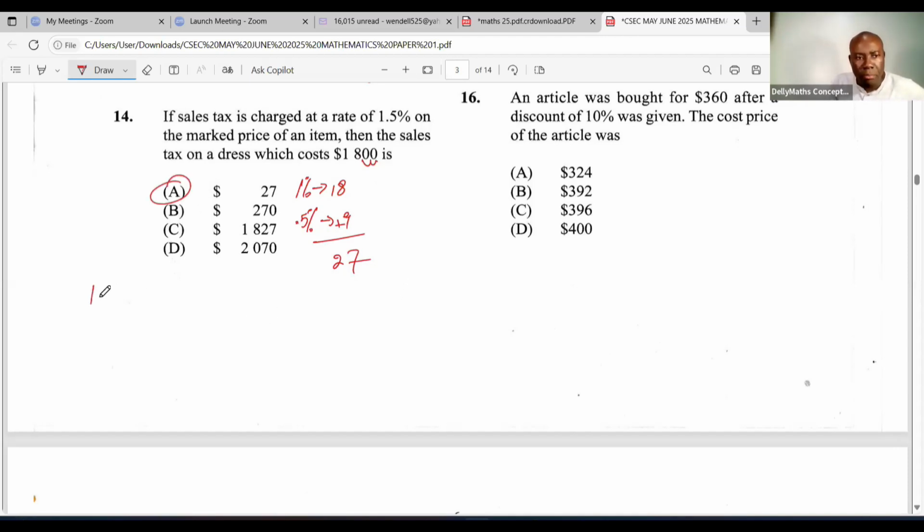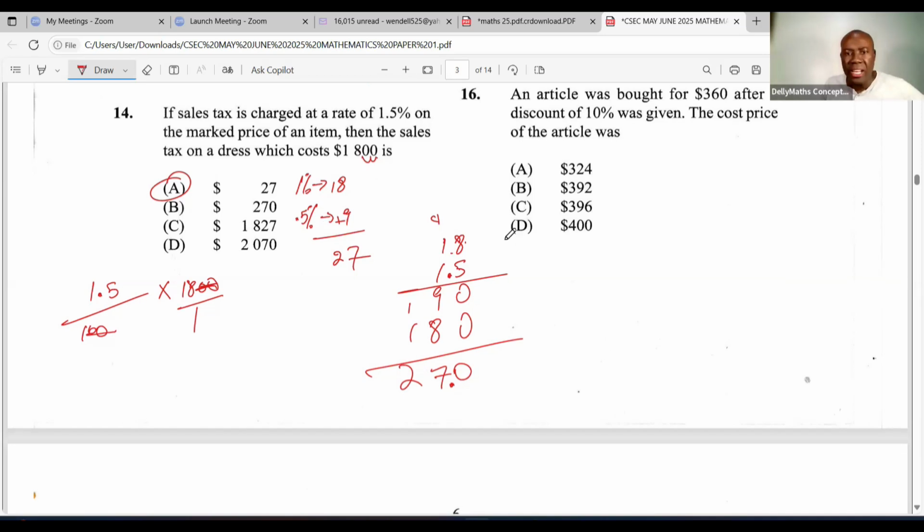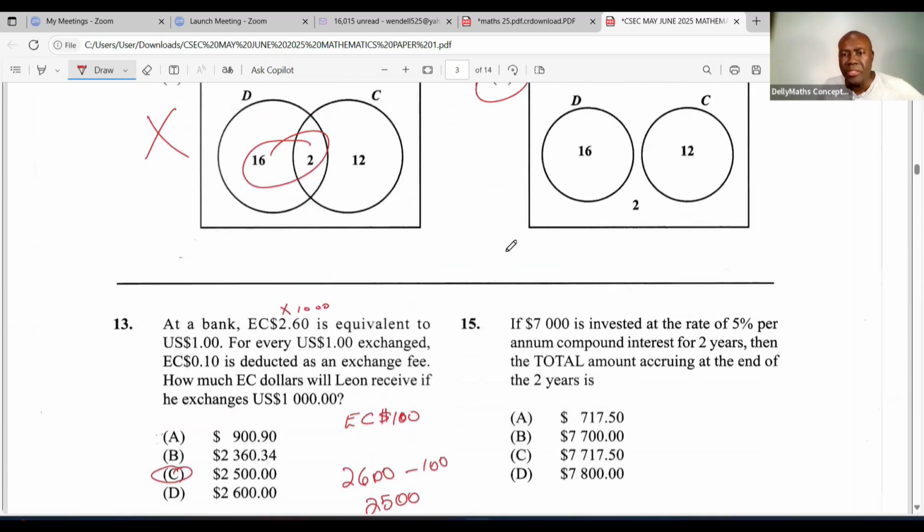Or you could have said 1.5 as a percentage times 1,800. And then you do your working. The 2 zeros cancel 2, so you're going to actually work out 18 times 15 and carry a 1. Place a decimal because it's 1.5, right? And you get 27. Whichever way you want to get there, it's up to you. Now let's go to number 15.